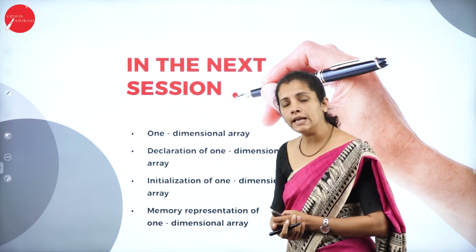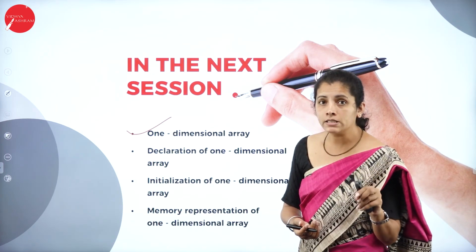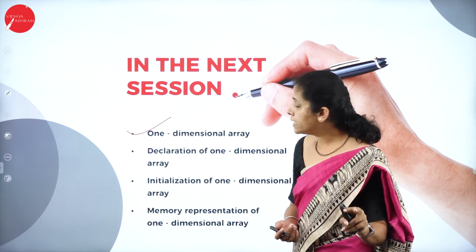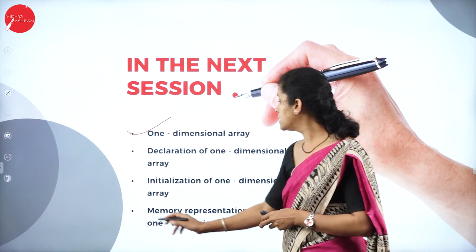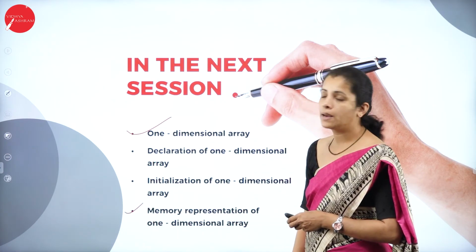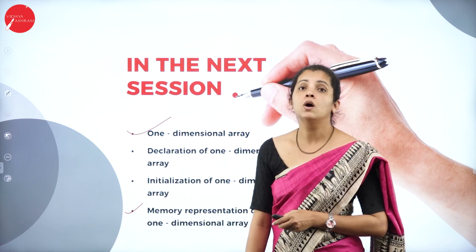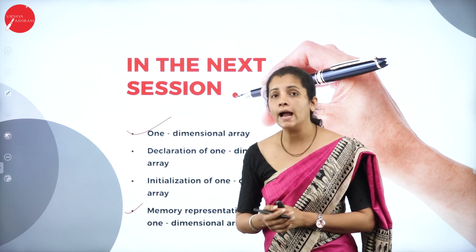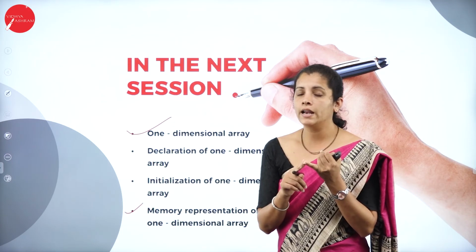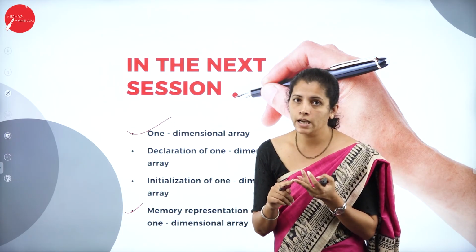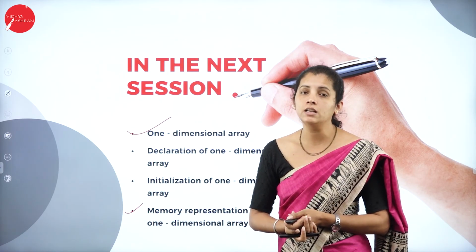Dear student, in my next session, I am going to deal with the one-dimensional array: how to represent a one-dimensional array, how to declare it, how to initialize it. Along with that, I am going to deal with memory representation. So, dear student, in today's session, I started with what an array is. Along with that, I have discussed the different types of arrays: one-dimensional array, two-dimensional array, and three-dimensional array. So here 3-dimensional arrays are nothing but n-dimensional arrays.